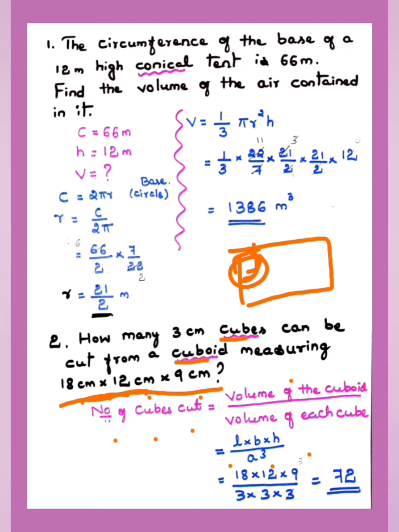Okay. So volume of a cube is equal to a cube, we know. So a value is 3 centimeter. So 3 into 3 into 3. Whatever the possible ways of cancelling, you cancel and simplify it. Hence the answer is 72.